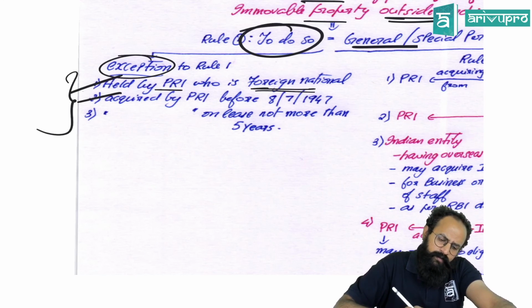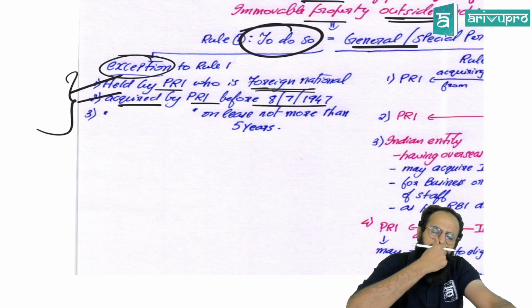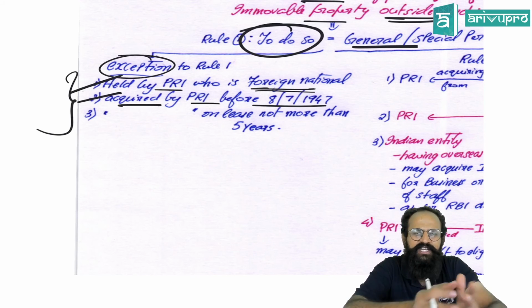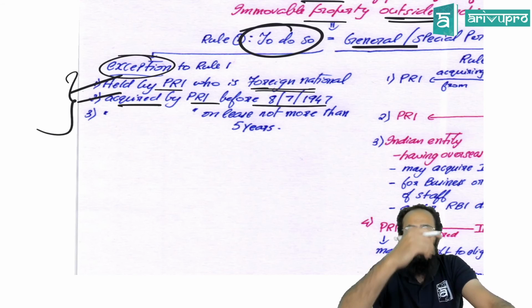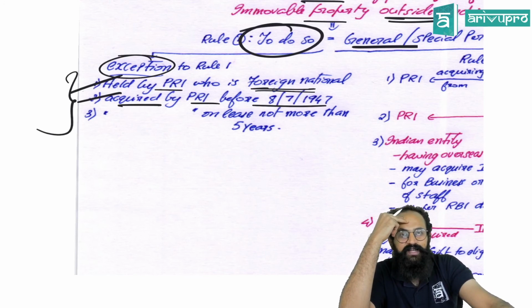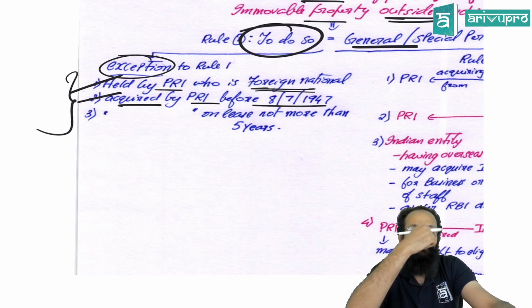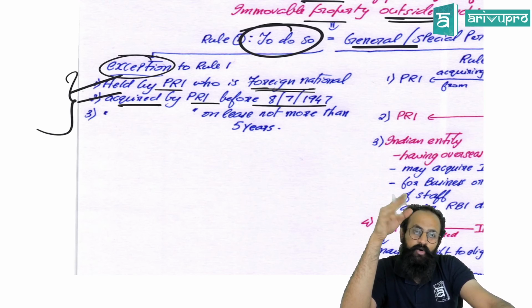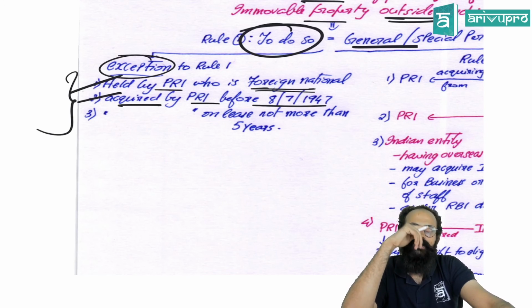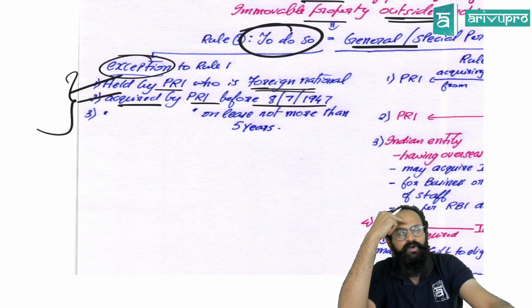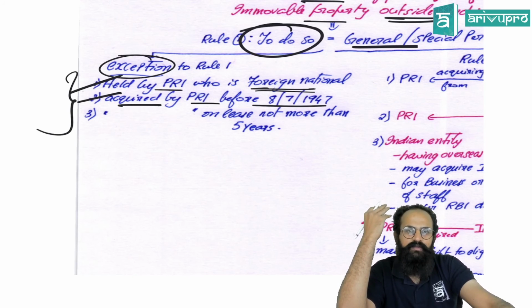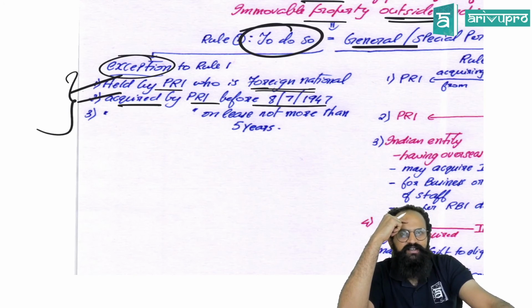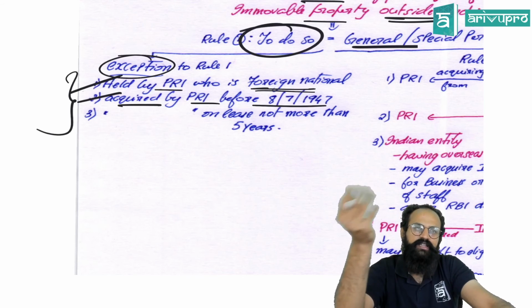Second one, acquired by a PRI before 8th July 1947. This is where the partition of India took place. So if anyone who is staying in India now, a PRI, has acquired any property outside India before 8th July 1947, when the partition of India took place and the Independence Act was written by the Britishers, and is still holding it, you can still continue. Sir, who will hold, sir? We have Anglo-Indians, no? Whoever are outsiders who have continued to settle in India, your ancestor properties will be there, no? You can continue to hold, absolutely fine.